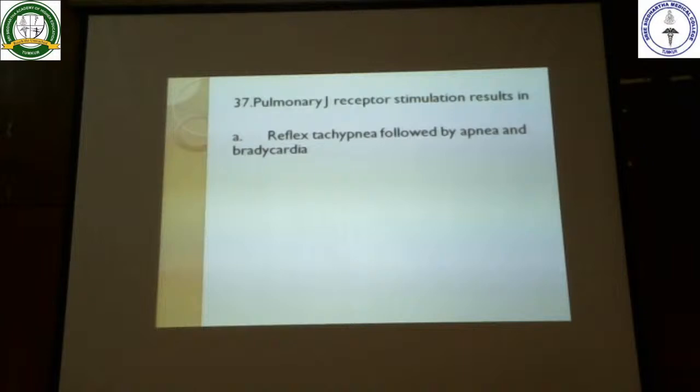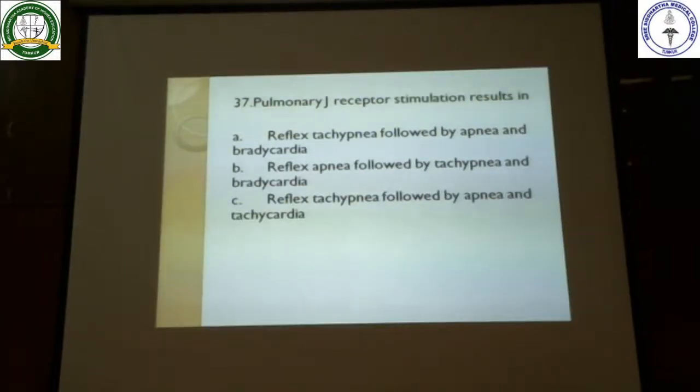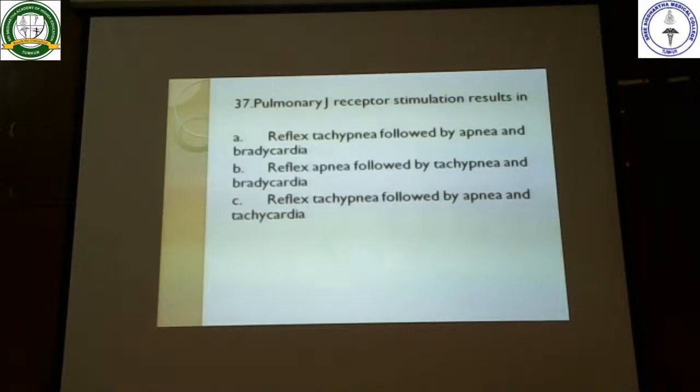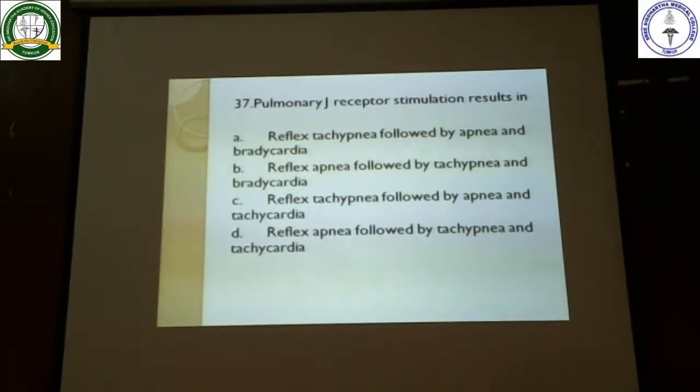Pulmonary J receptor stimulation results in: reflex tachypnea followed by apnea and bradycardia, reflex apnea followed by tachypnea and bradycardia, reflex tachypnea followed by apnea and tachycardia, or reflex apnea followed by tachypnea and tachycardia. So the answer is reflex apnea followed by tachypnea and bradycardia.